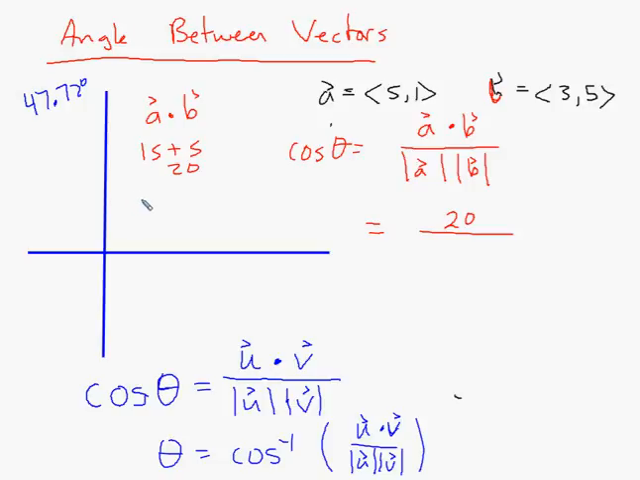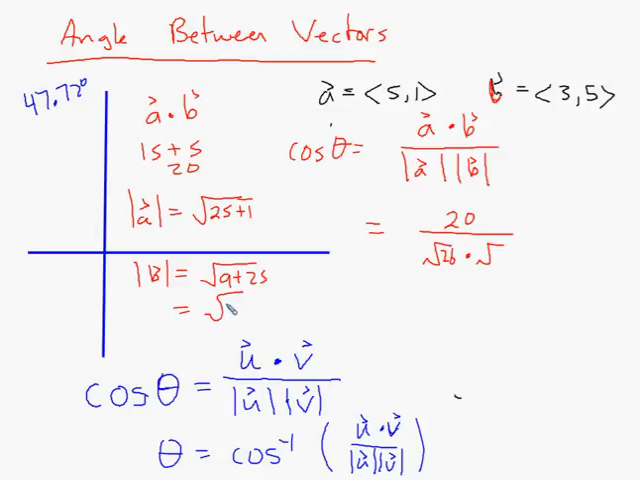I need the magnitude of A. Well, the magnitude of A is going to be the square root of 25 plus 1. So root 26. So I have root 26 in my denominator times another root. I need the magnitude of B. So the magnitude of B is going to be the square root of 9 plus 25, so root 34. Now, because I'm ultimately finding the angle, there is no reason to simplify this. I just need to put it in my calculator really carefully.